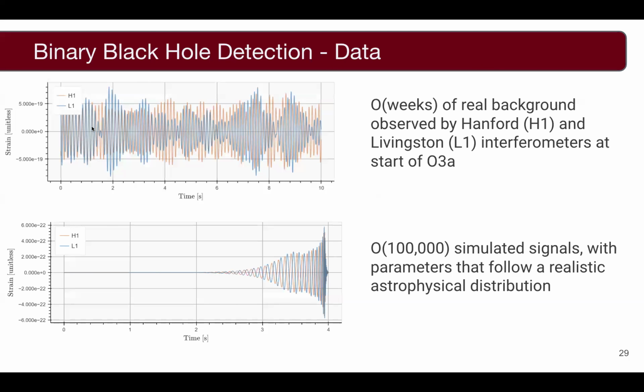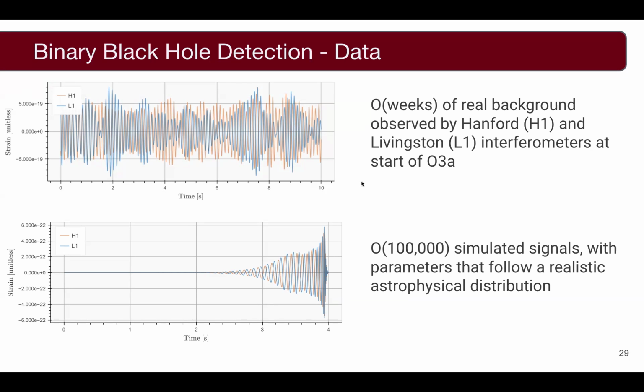Up top, we have a sample of what real data from the interferometers look like. This is a stretch of 10 seconds of data from Hanford and from Livingston. Take a look at the order of magnitude of the strain. It's like 10 to the negative 19, so it's very small numbers. We take weeks and weeks of real background from Hanford and Livingston from the beginning of the third observing run to train our model to teach it what background looks like.